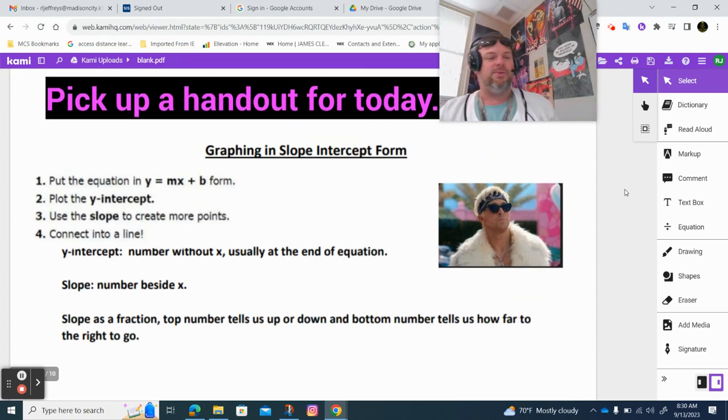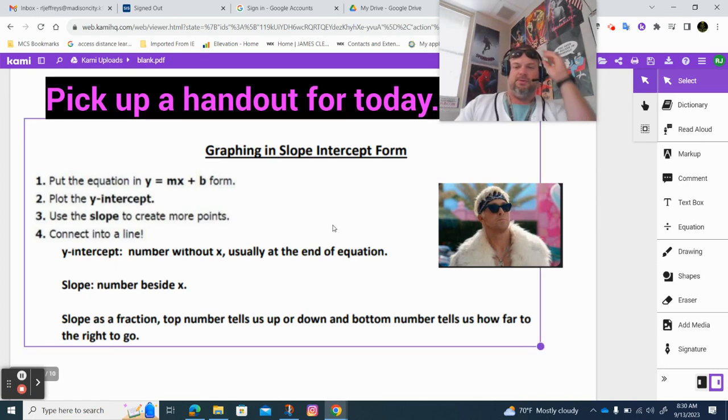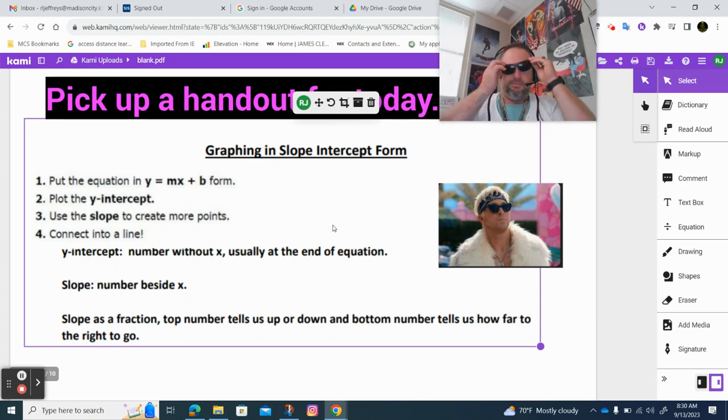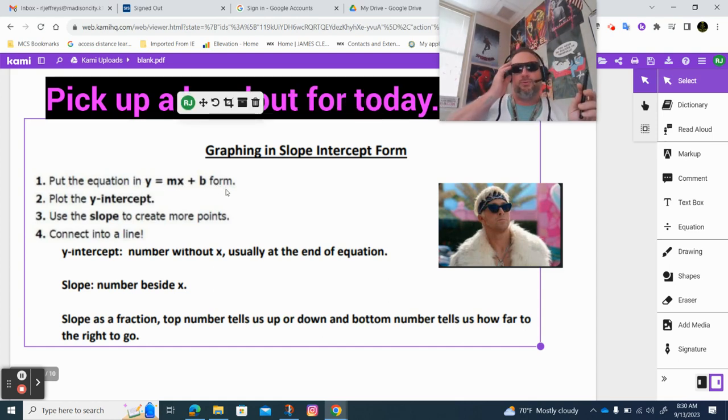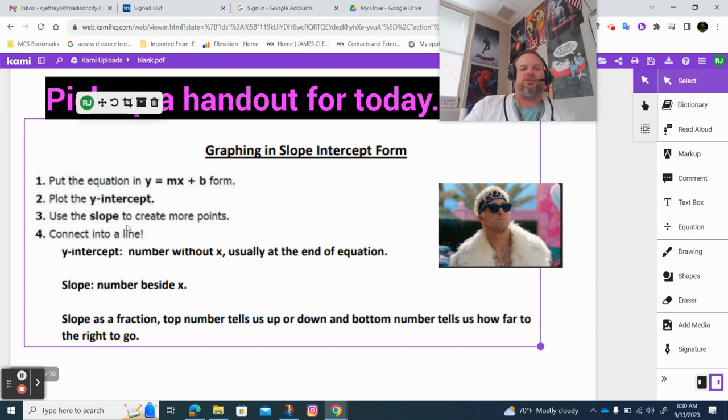Okay. So, here we are. We're going to look at this. So we have to put the equation in y equals mx plus b form. Oh, by the way, these are the rules to graph. These are the rules, the steps. We're going to plot the y-intercept. We're going to talk about that in a second. We're going to use slope to create more points, and we're going to connect it to line.